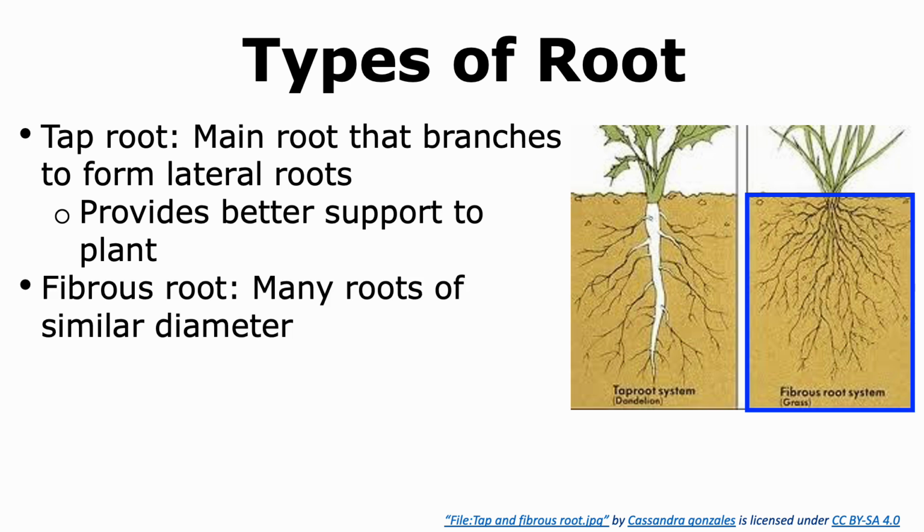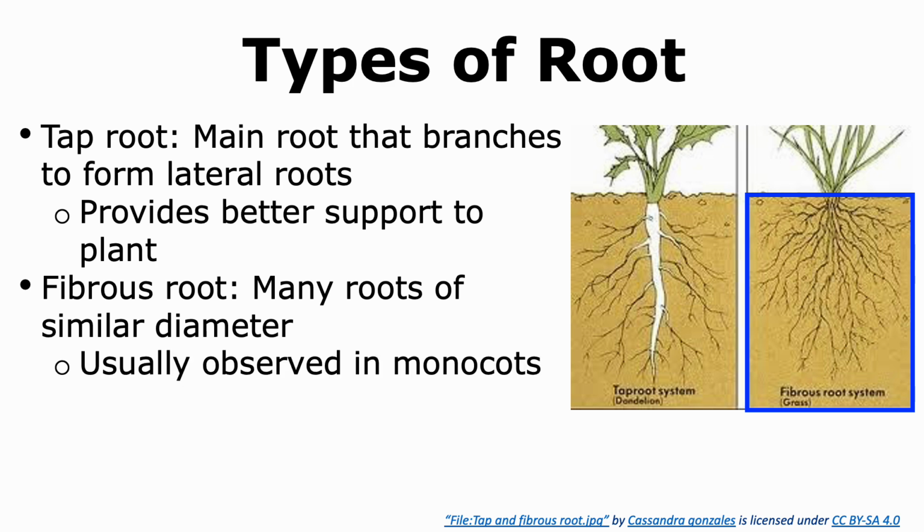A fibrous root, on the other hand, is a root where there are many roots that have a similar diameter. Hence, there is no primary root that tends to be thicker than the other roots. Fibrous roots are commonly observed in monocots.